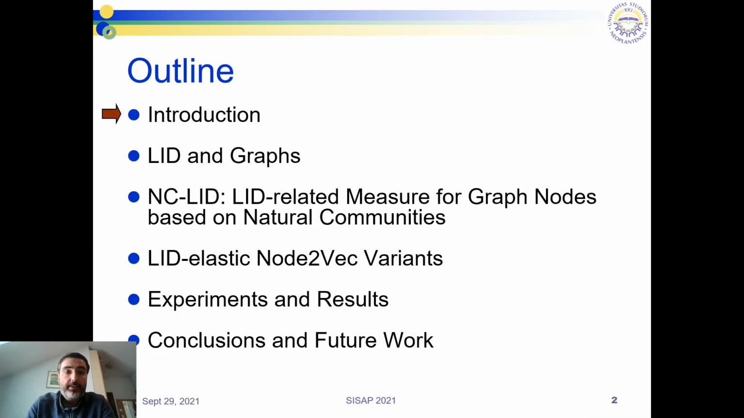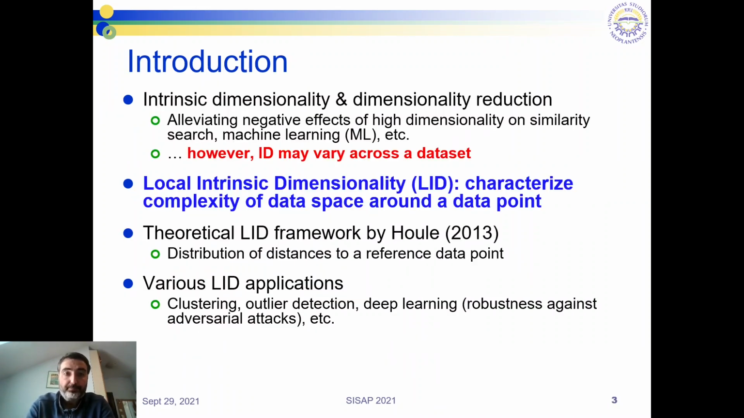As for the outline, after the introduction, I'll talk a bit about the notions of LID and graphs, and our proposed measure NCLID, which expresses local intrinsic dimensionality on graphs directly based on natural communities. Then we will apply this to improve the well-known graph embedding algorithm Node2Vec. Afterwards, we will show the experimental results and some conclusions and future work.